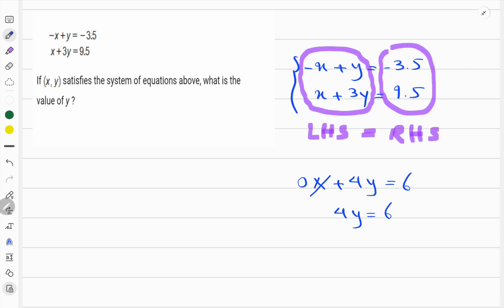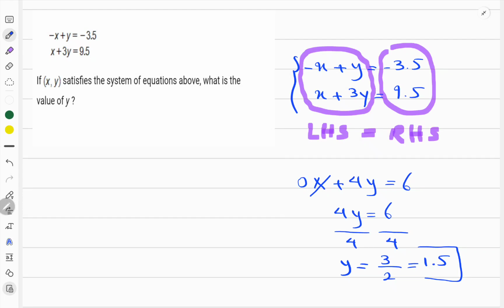This is a really simple question, and in order to find the value of y, you just need to divide both sides by 4 to maintain the balance of the equation, and y would be 6 over 4, which gives you 3 halves or 1.5. Both answers are correct. So now you know the value of y.